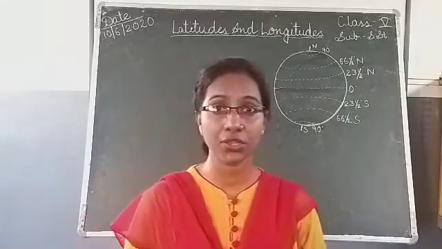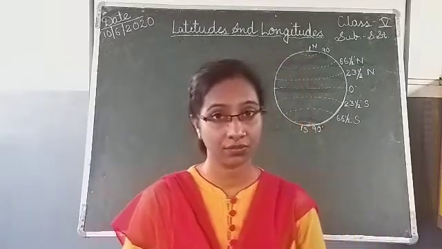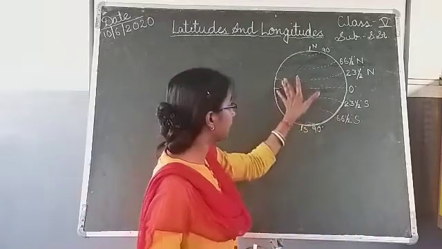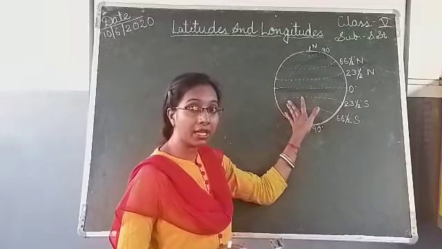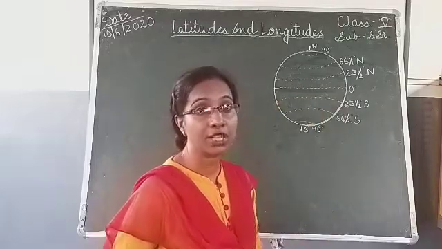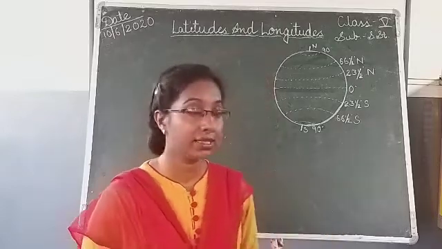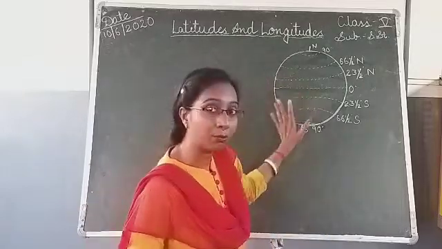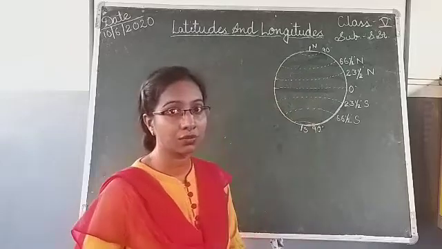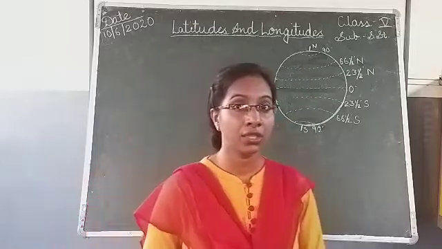Why do we draw latitudes and longitudes on a globe? By drawing such lines, it becomes simple to locate a place on the globe. What is the use of these lines? These lines are used to locate a place on the globe. Now come to the point.